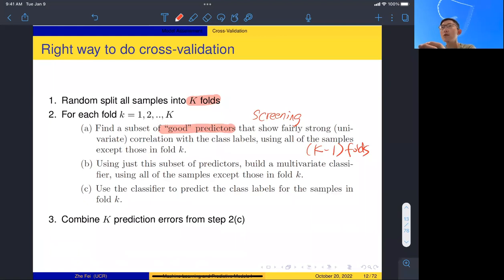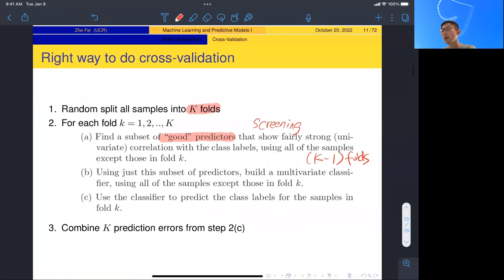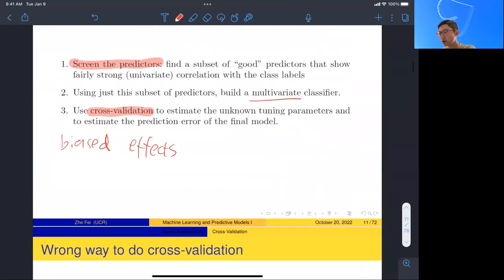Oh, I also see a question from earlier. Is there an ideal size ratio for training and validation? Yeah, that's a good question.